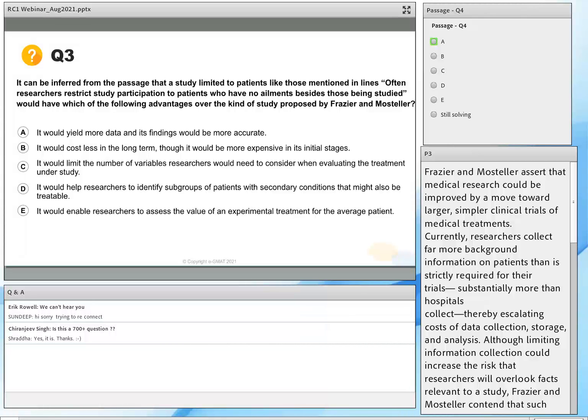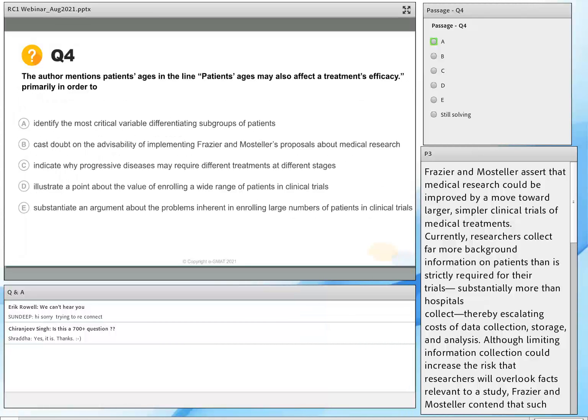Let's get on to that. Still solving. Few more. All right. Here is question number 4. The author mentions patients' ages. That is what our question number 4 is. All the best.